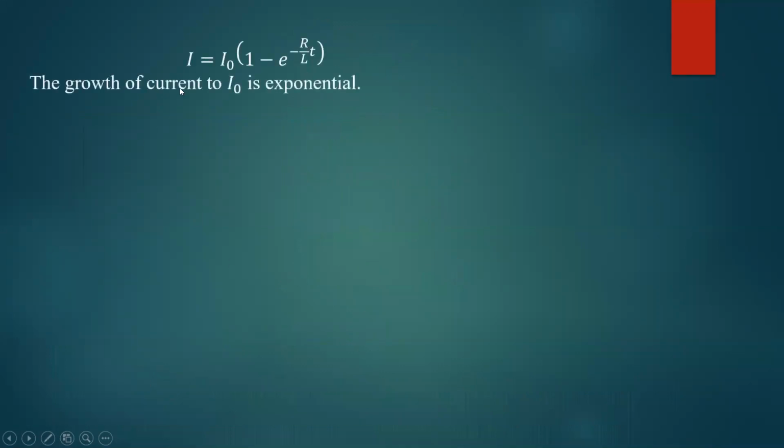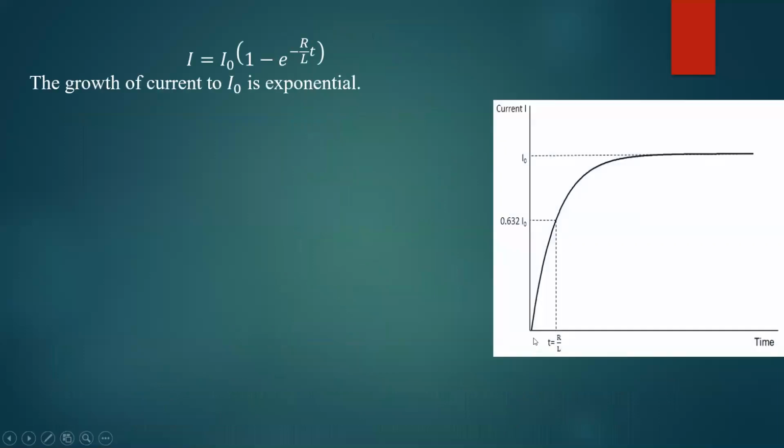Next, we'll analyze this. According to the equation I equal to I naught into 1 minus e to the power minus R by L into T, the growth of current to I naught is exponential. From 0 to I naught, it will increase exponentially. This is the graph. If you plot current versus time, you get exactly this kind of exponential curve, which is the same as the charge on the capacitor in an RC circuit. The same equation as in the RC circuit appears, but there the nature is observed for charge, and here it is observed for current.